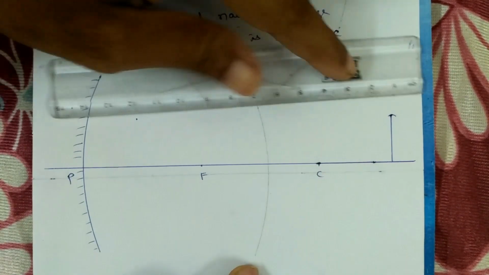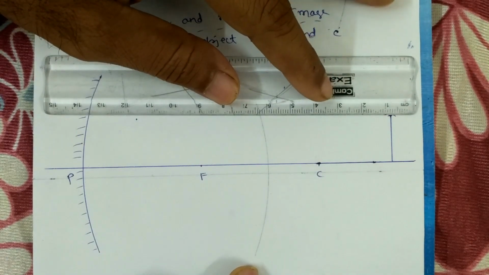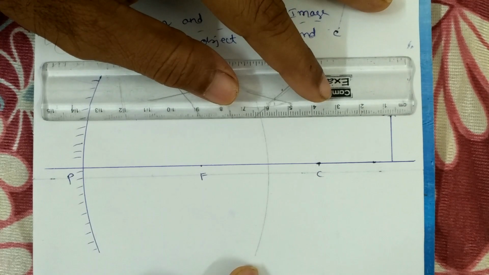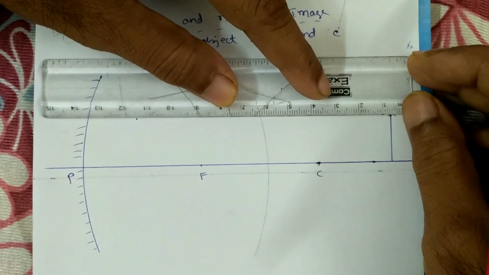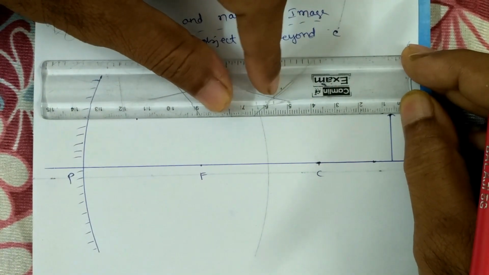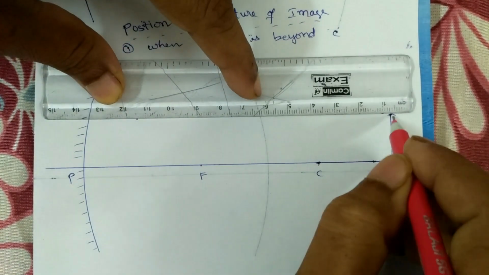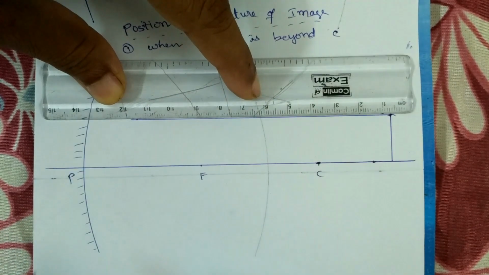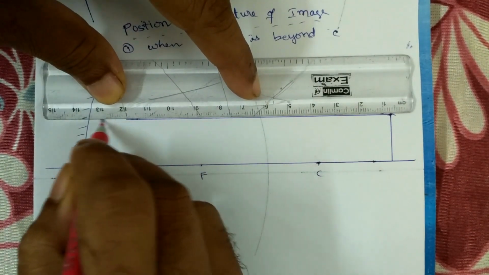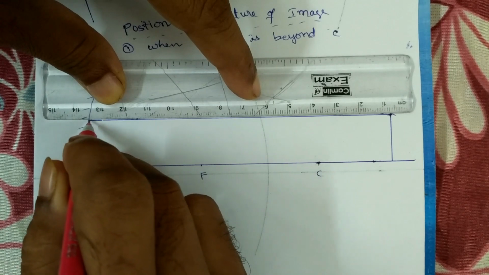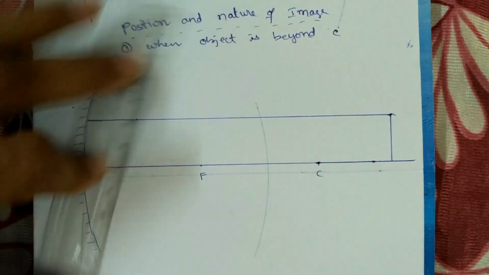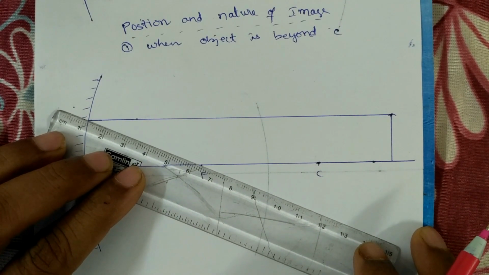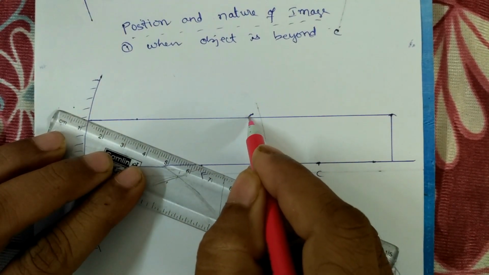First of all, from the top of the object, we have to draw a ray parallel to the principal axis. This is ray 1. Among the specific rays, this is the first ray given in the textbook, or else one of the rays it is. So first of all, draw a ray parallel to the principal axis. After reflection, it goes through focus. So draw the direction of the incident ray.